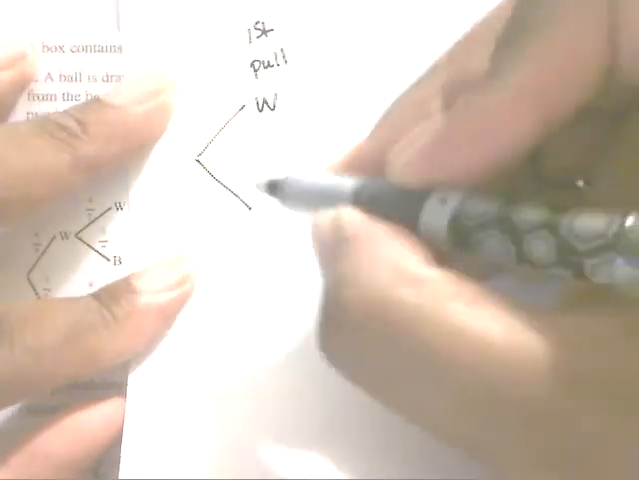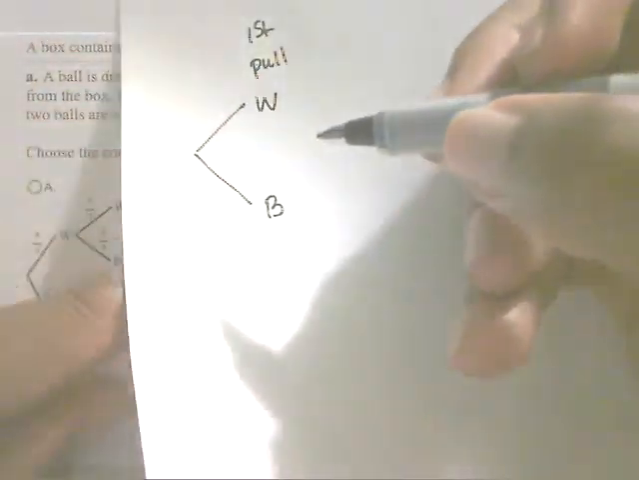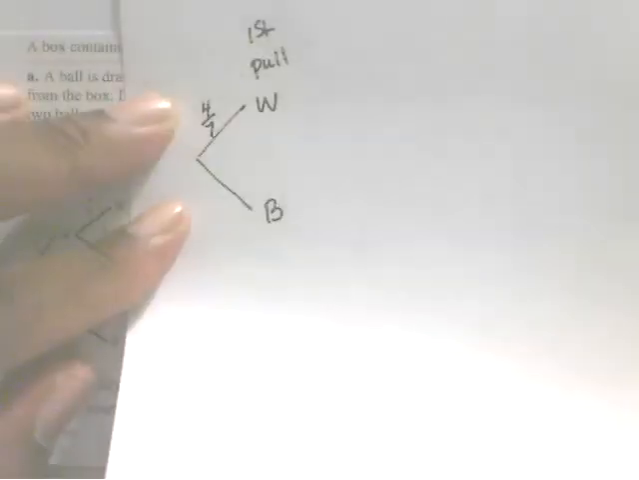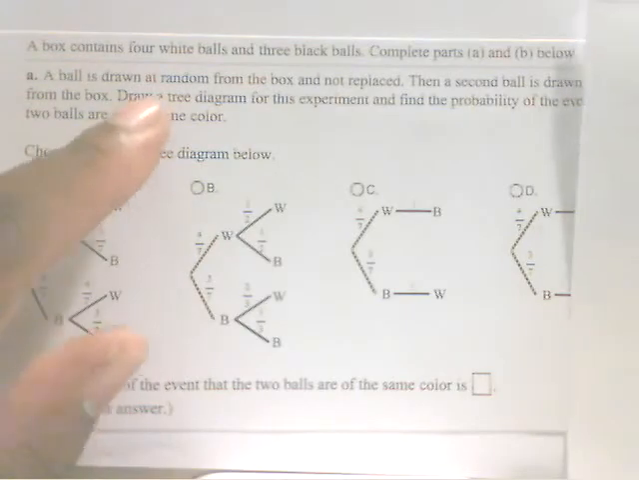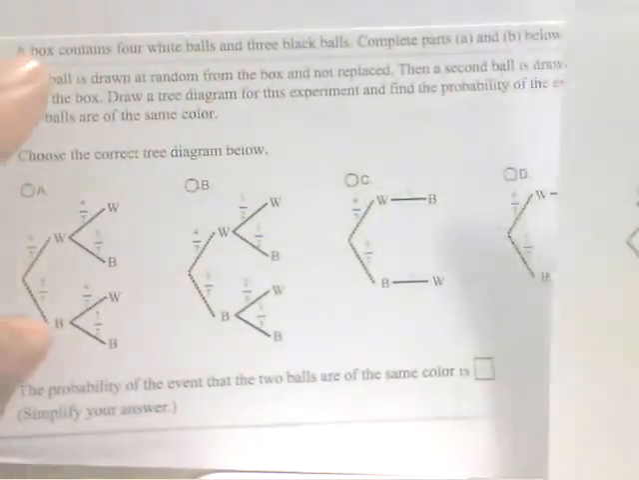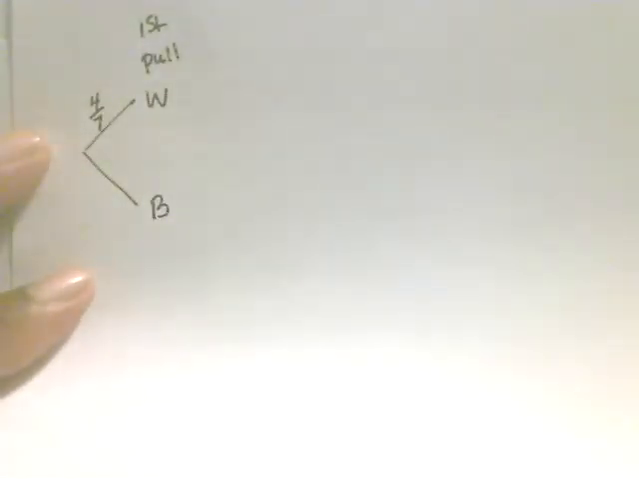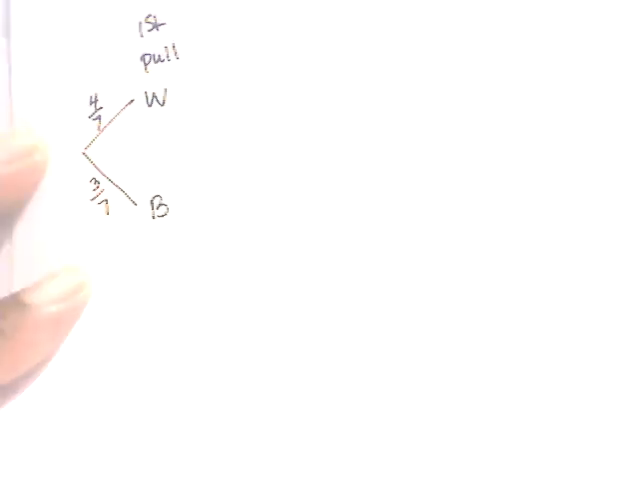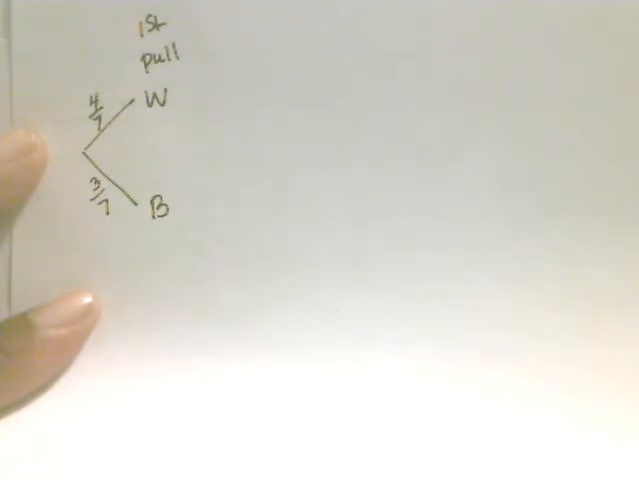It's either going to be a white ball or a black ball. And from this situation we have 4 white balls, so the probability there would be 4/7. Actually, there's a total of 7 balls in the box, so that's where I got the 7 from. 4 white balls and 3 black balls will be 7. So the probability of pulling a white ball will be 4/7. The probability of pulling a black ball would be 3/7. Now, if you add 4/7 and 3/7, you're going to get 1 whole.